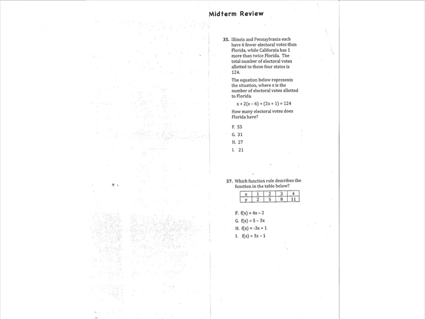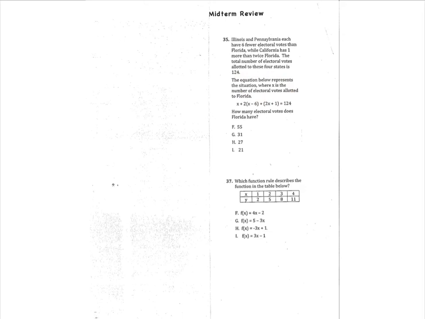For number 35, we have an equation hidden inside a word problem, and the question is, how many electoral votes does Florida have? So I want to make sure that when I solve for x, that represents the number of electoral votes, and I can see that right here in the paragraph right above the equation. So I think I'm good to go.